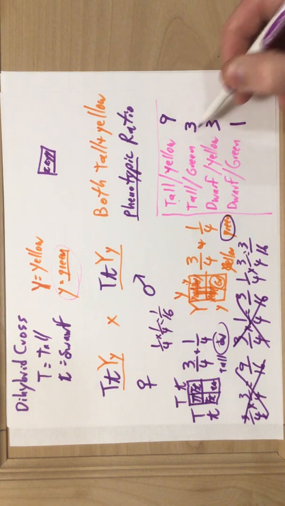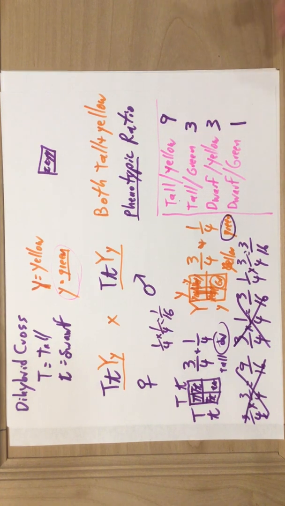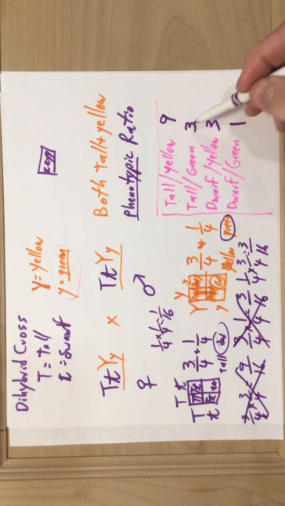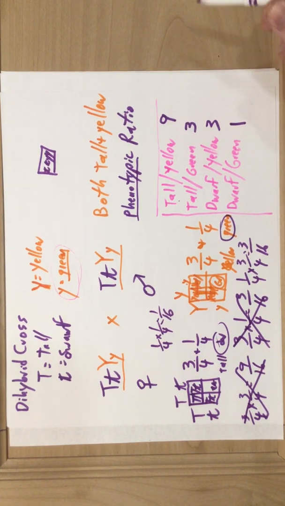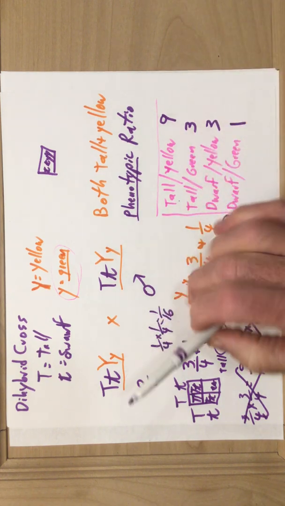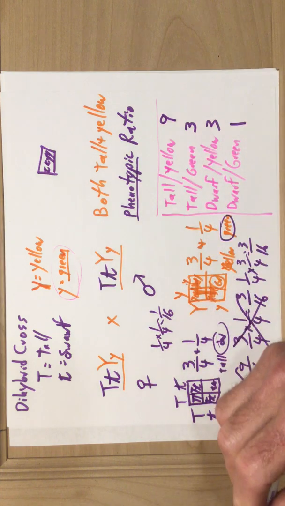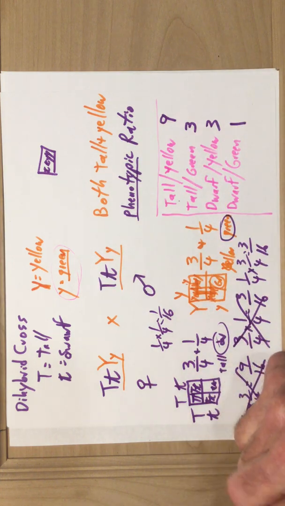9, 10, 11, 12, 13, 14, 15, 16. So you can have 16 offspring differences, but only one of them is going to be dwarf and green. Okay, this is what's called the phenotypic ratio of a dihybrid cross between two heterozygous parents. 9 to 3 to 3 to 1 is going to be a really common outcome for that kind of cross.